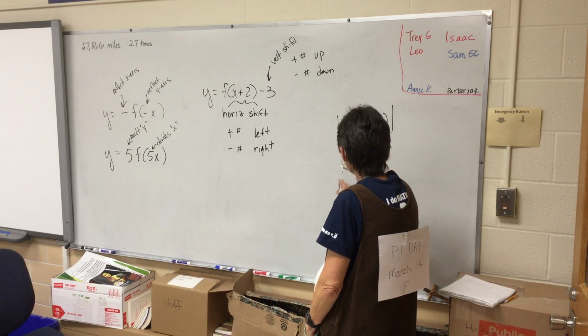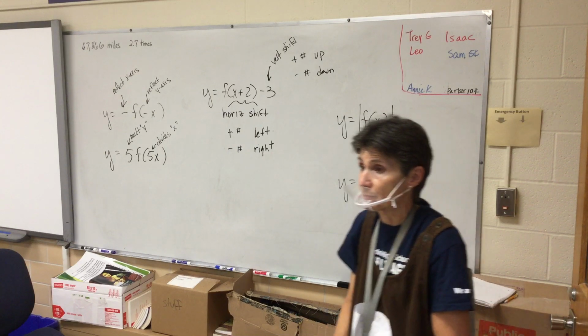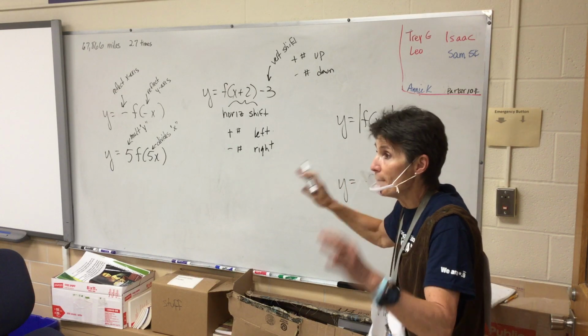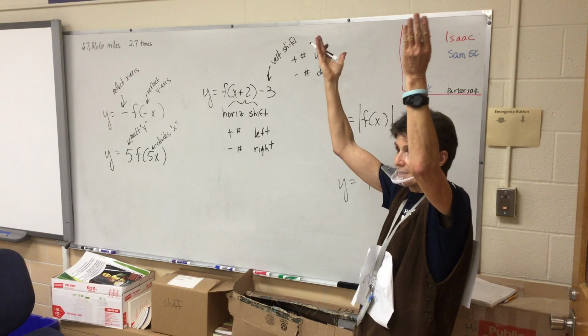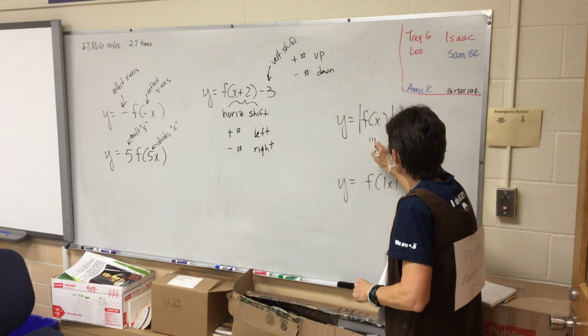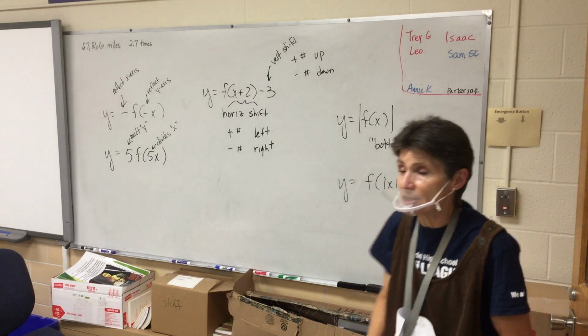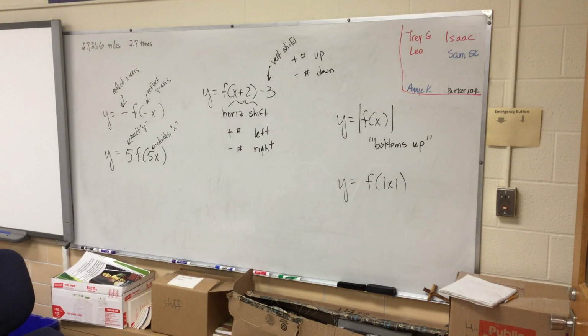So the absolute value of the whole thing versus the absolute value of just x. So if you take the absolute value of the whole thing, remember, that means positive. You're making it all positive. So that's your bottoms up. Please don't say that's a reflection across the x-axis, because it's not. A reflection across the x-axis would turn the whole thing upside down. All the absolute value does is take the negative part and bring it up. The positive part stays up there.